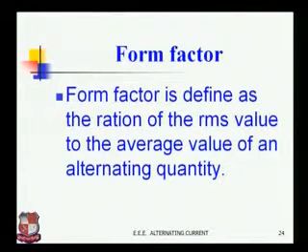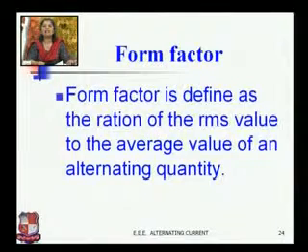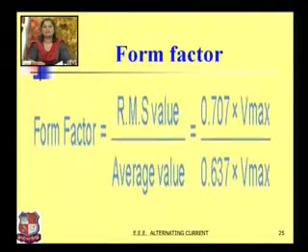Now form factor. Form factor is defined as the ratio of the RMS value to the average value of an alternating quantity. As we discussed, RMS value is the amount of heat produced by an alternating quantity, and average value is the amount of charge transferred by an alternating quantity. The ratio of these two will give you the form factor, which is equal to RMS value upon average value, which is 0.707 Vm upon 0.637 Vm. This is for a full wave. The same way you can apply it for a half wave configuration also.